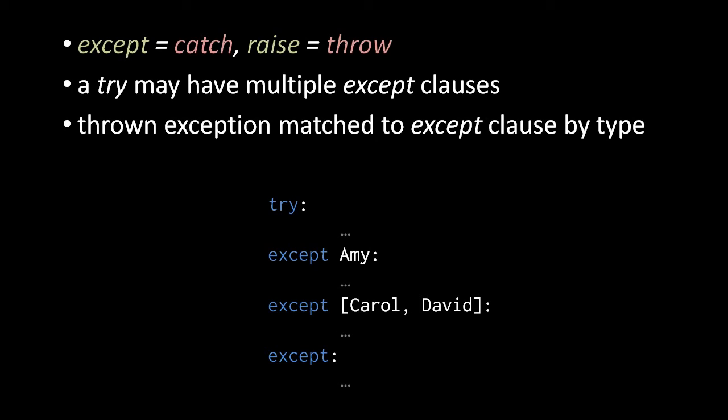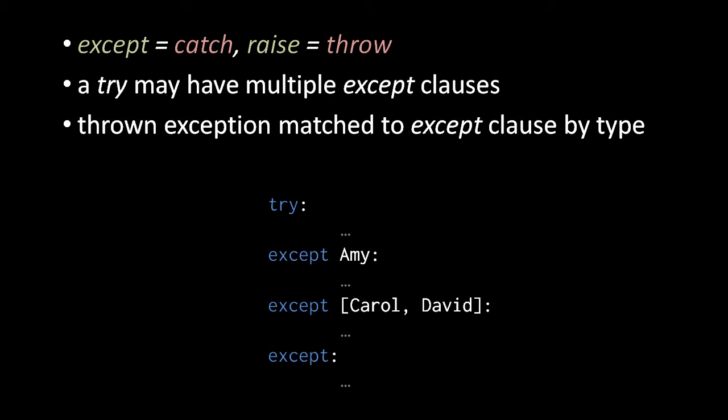So if in the try block here an exception is thrown, Python tests whether or not that exception is considered an instance of the Amy class. So it must either be an instance of the Amy class directly, or it must be some instance of a descendant of Amy. And if that test proves true, then that first except clause is the one that runs. Failing that, however, Python then goes on to test the subsequent except clauses. And so here it will test if the exception is an instance of either the Carol class or the David class or both. And if it matches either one of those or both, then that except clause runs.